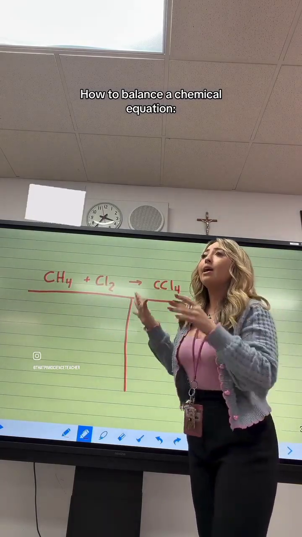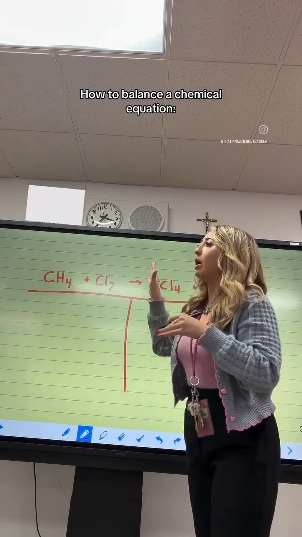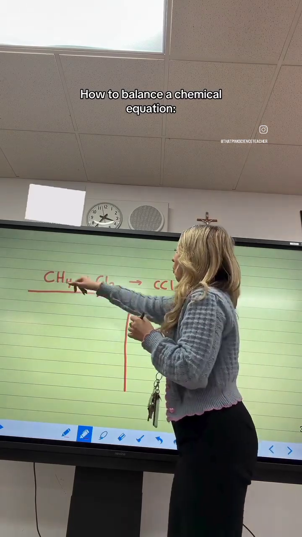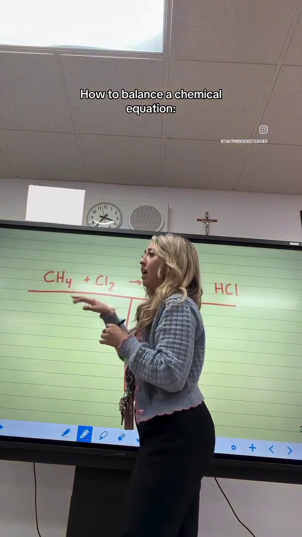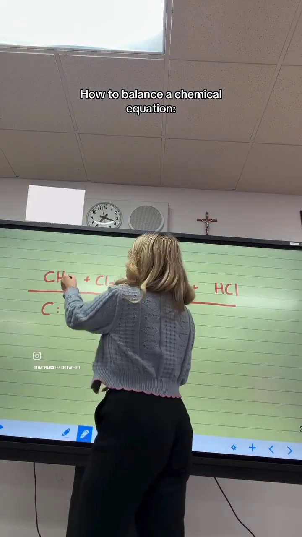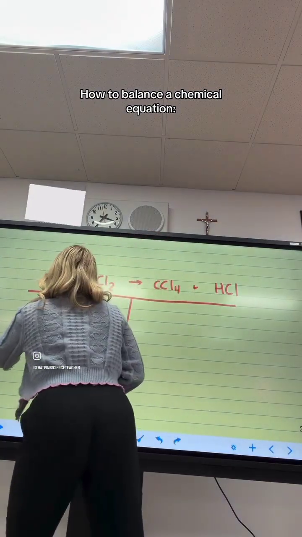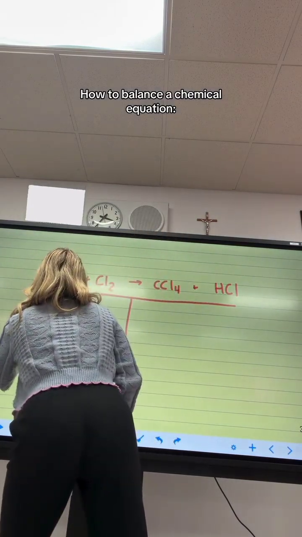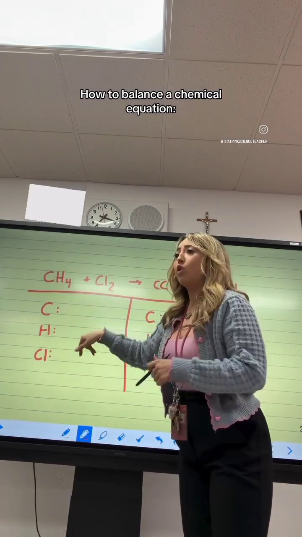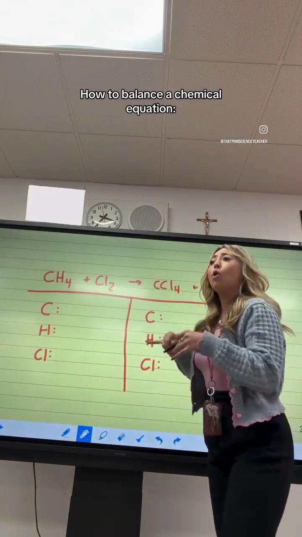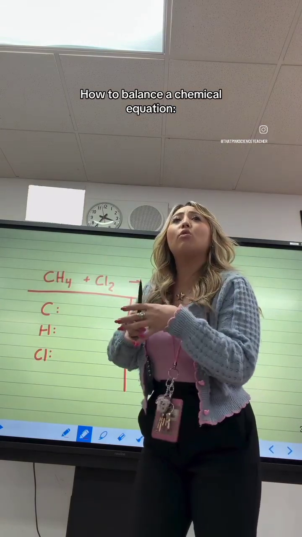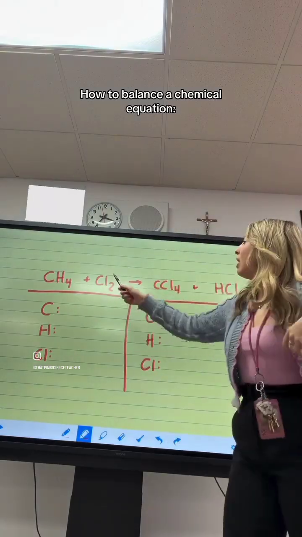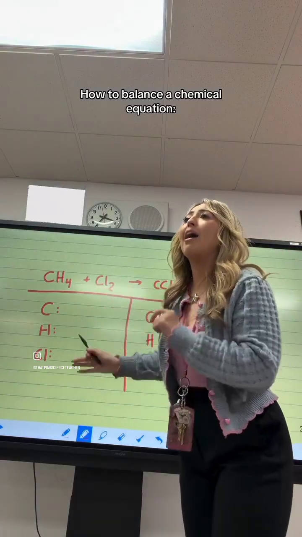After I separate reactants from the products, what do I need to do? List the elements. So what elements do I have on this side? Carbon. What about this? Hydrogen and chlorine. Carbon, hydrogen, and chlorine. The only thing that's going to change in a chemical reaction is the arrangement of all of these. So let's get started. Count however many of each atom I have on each side.